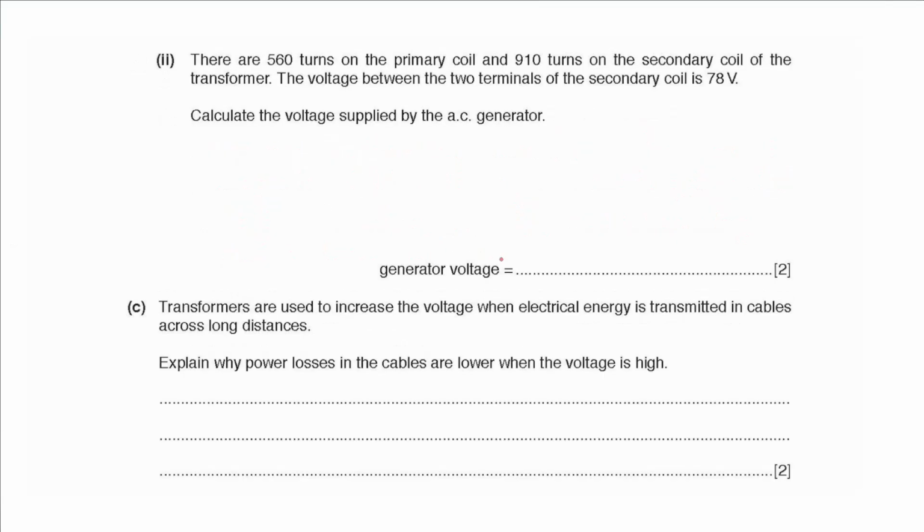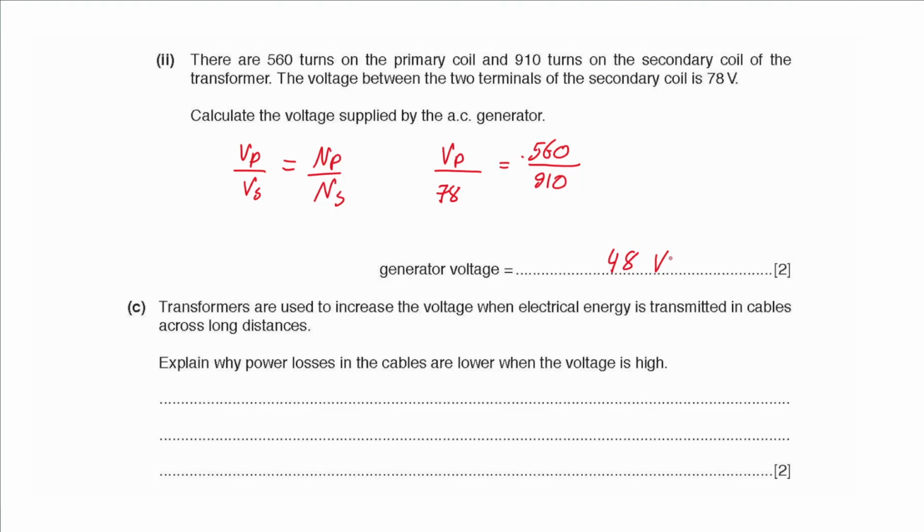Part B (i) says there are 560 turns on the primary coil and 910 turns on the secondary coil of the transformer. The voltage between the two terminals of the secondary coil is 78 volts. Calculate the voltage supplied by the AC generator, which is the primary voltage for the transformer. We can use Vp over Vs is equal to Np over Ns. Vp is unknown, Vs is 78 volts, Np is 560, and Ns is 910. Then we cross multiply: 78 times 560 divided by 910. That gives an answer of 48 volts on the primary coil.